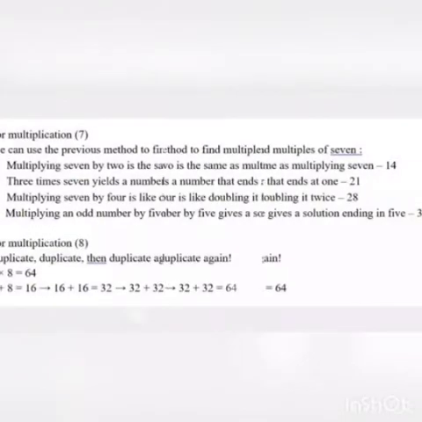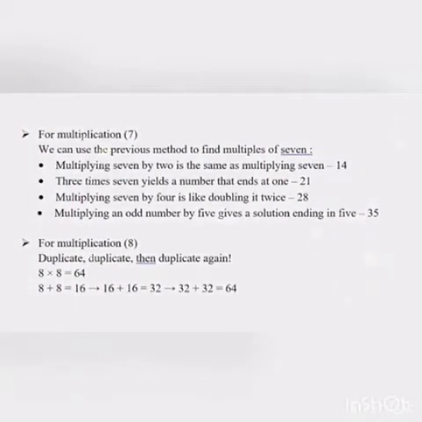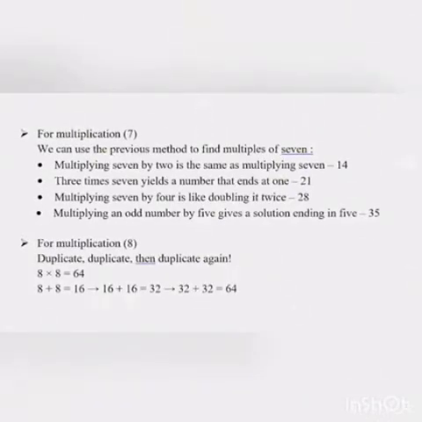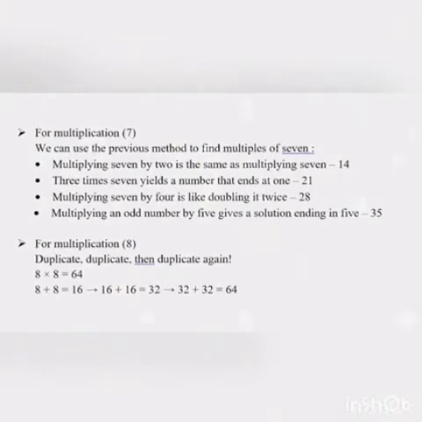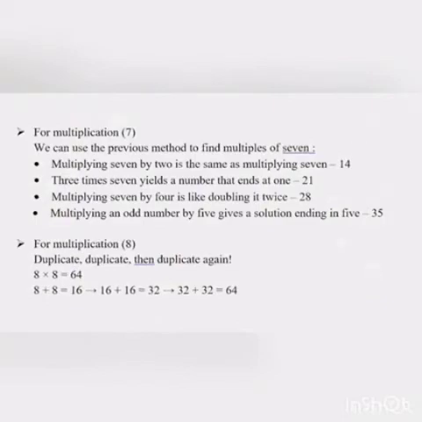For multiplication 8, double, double, then double again. 8 times 8: 8 plus 8 is 16, 16 plus 16 is 32, 32 plus 32 is 64.